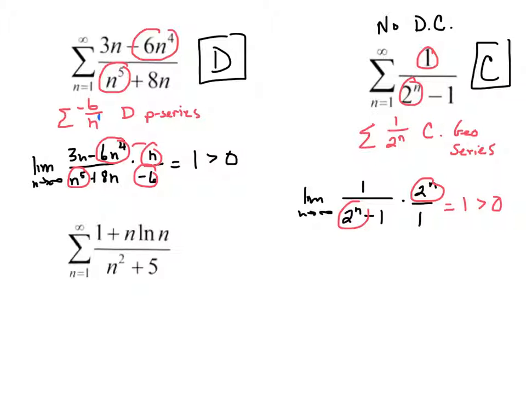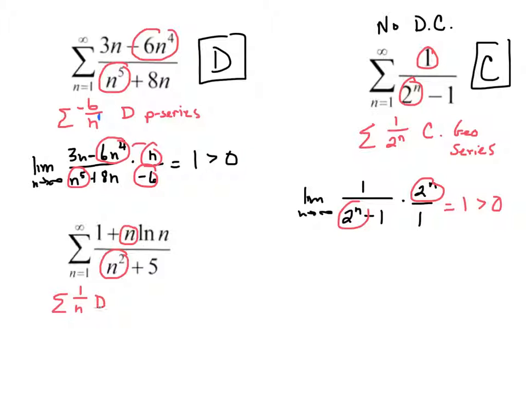All right, last one. 1 plus the natural log of n over n squared plus 5. Well, it's a little hard to maybe pick this out, but the most powerful thing on the top is n, because remember, if you have a number and you take the natural log of it, especially as you go out to infinity, natural log makes it smaller. 100 versus the natural log of 100, 100 is larger. So n is the most powerful thing, and n squared is, of course, the most powerful thing on the bottom. So our end behavior series, n over n squared, is just 1 over n.